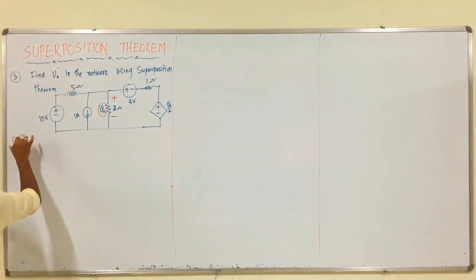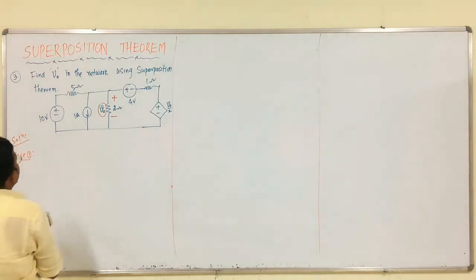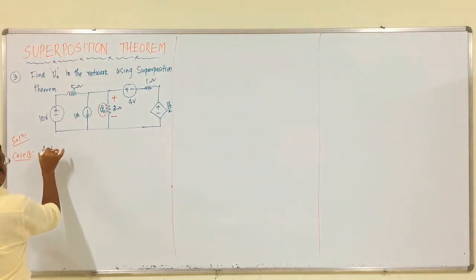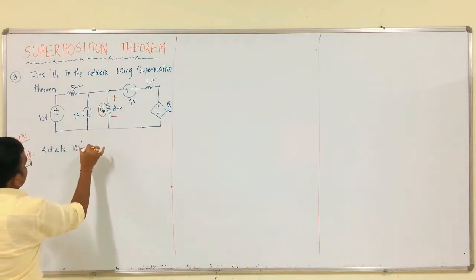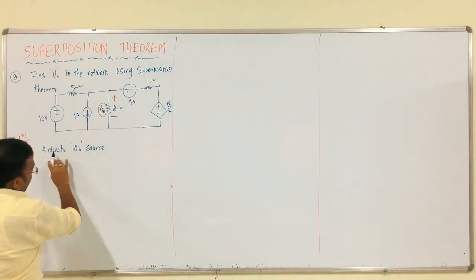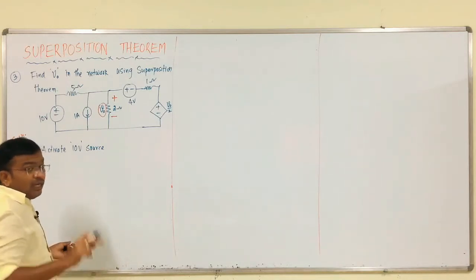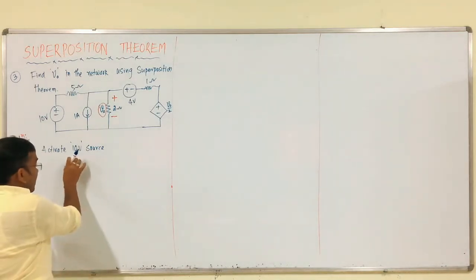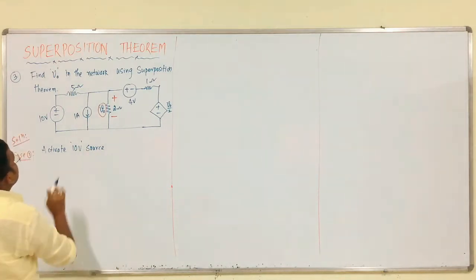Solution. Case 1. What is case 1? Activate the 10 volt source. There is no need to write everything in detail for each and every problem here. It is your duty. You have to write everything in detail in the exam. So, activate the 10 volt source.